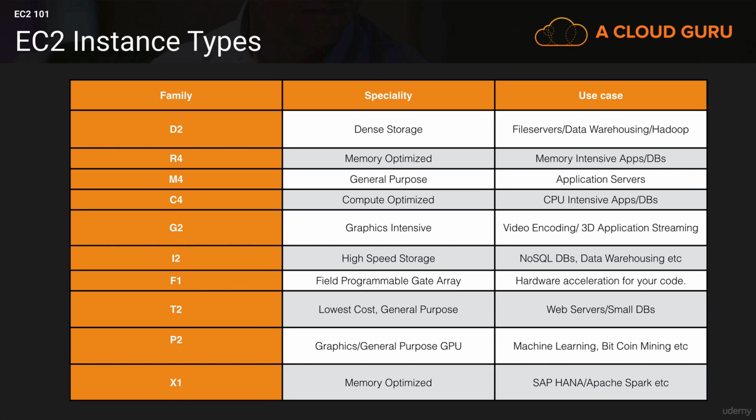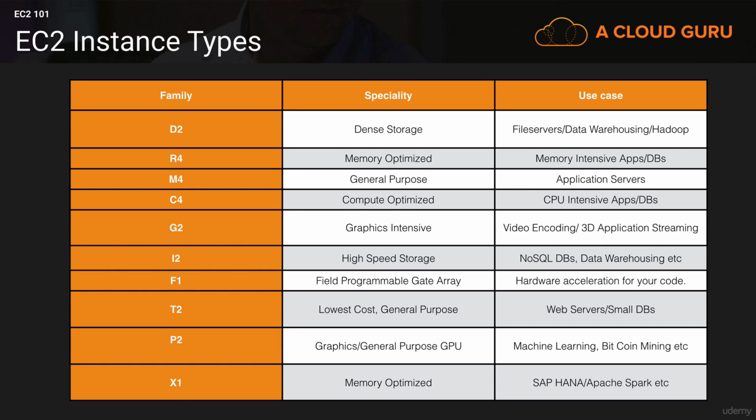We then have Ts, which is what we've been using throughout this whole course, so T2 micros, just remember that. They're the lowest cost general purpose servers, usually used for test and dev, and they make great little web servers and small database servers. Then have Ps, and I like to remember P as pictures, so it's graphics but also general purpose GPU, so really it's about machine learning, Bitcoin mining, that sort of thing, although it will never say Bitcoin mining in the official documentation, but you know, that's what people do use.